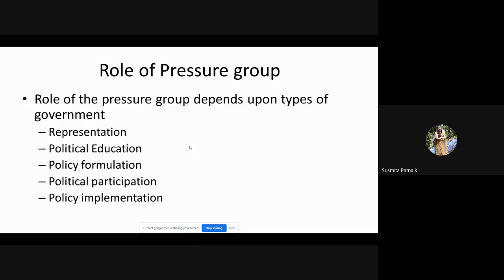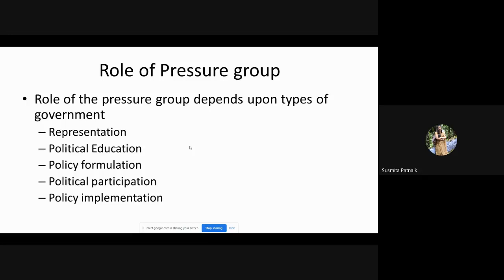By which what will happen? They will provide education to the whole mass. Okay, then policy formulation. It will help in policy formulation. The pressure groups play an important role because it is believed that the political party cannot provide adequate representation for the full range of diverse interests, and because their key function is to aggregate the interests. So here policy formulation means they help the decision makers to formulate a policy.